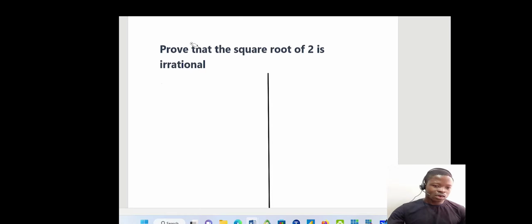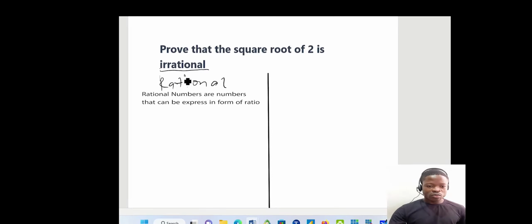Now we are required to prove that the square root of 2 is irrational. So the first thing I want to understand is, what does it mean for a number to be irrational? Generally, numbers can be categorized into two: either it is a rational number, or it is an irrational number. Now, what are rational numbers and what are irrational numbers? Because you need to understand what it means for a number to be rational before you can attempt this kind of a problem.